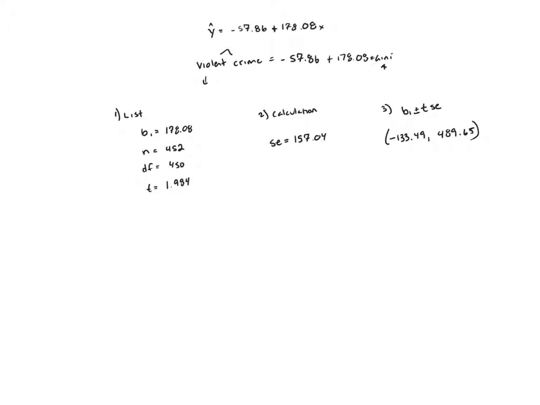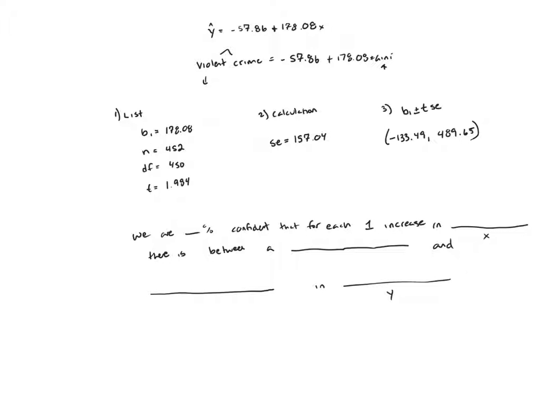After I've got this, the next step is to go ahead and state it. When I state it, we are blank % confident that for each one increase in X, there is between a blank and blank change in y. In this case, that is, we are 95% confident that for each one increase in our Gini index, there is between a negative 133.49 and 489.65 change in violent crime.